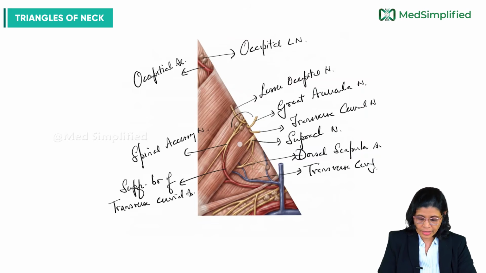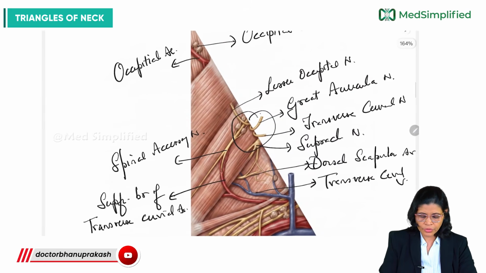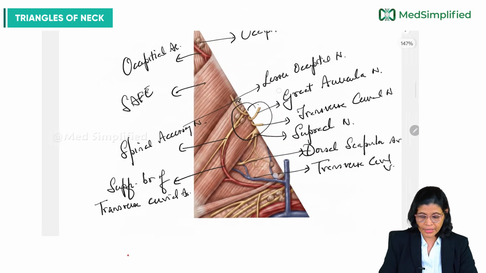I told you this is the nerve point, and above that you can see there are no nerves here. So this is generally the safe part of the triangle, the safe part above the nerve point. Below it is the unsafe part of the triangle.